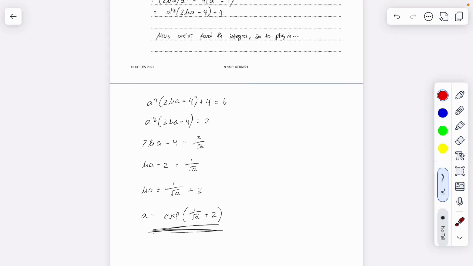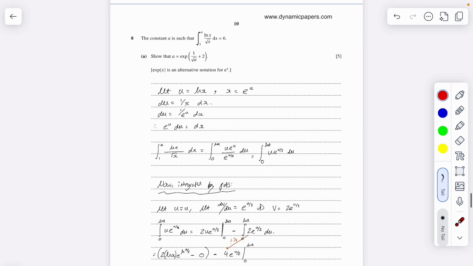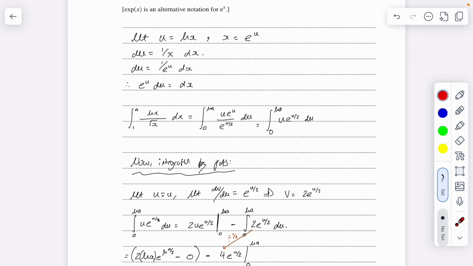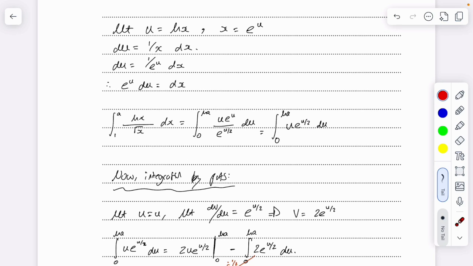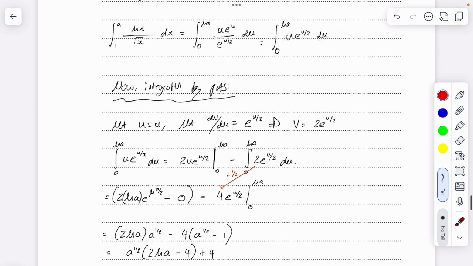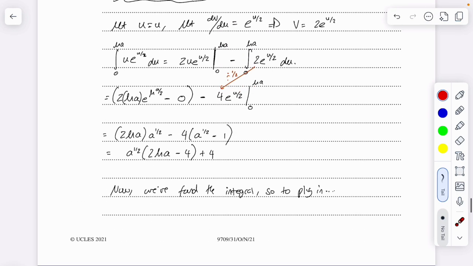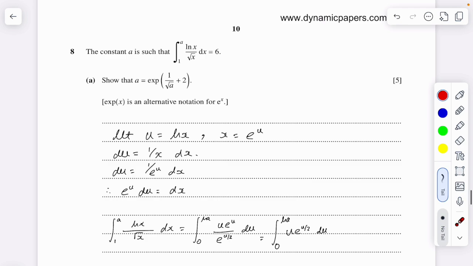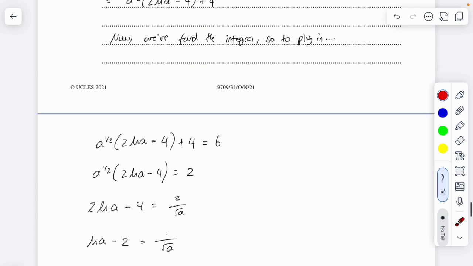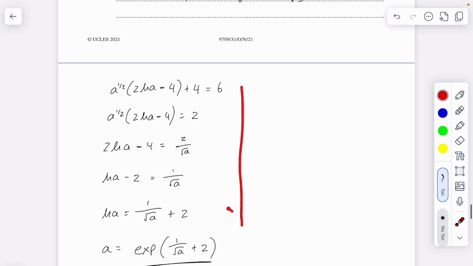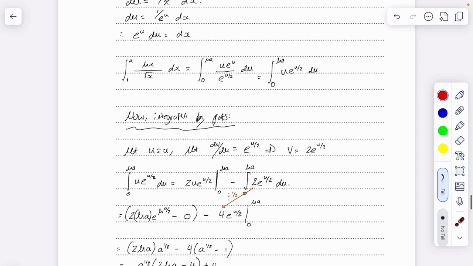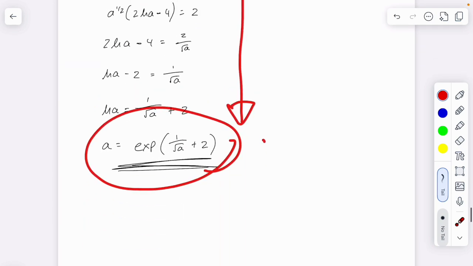So that's quite a long question, so let's quickly go over how we did that. The first thing we did was we changed it up a bit and used substitution first, just to make things easier for us later down the line. With that, we then used by parts, plugged in our new bounds, and found our integral, which we then plugged in to equal 6. After that, we simplified, and we got to the answer that they wanted. And that's that.